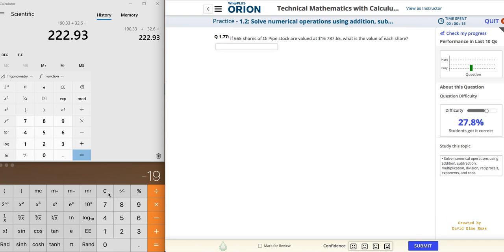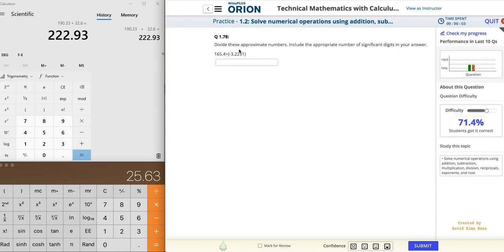Let's do this on the Mac calculator this time. So 655 shares of oil pipe stock are valued at this amount. What is the value of each share? Well, we're going to take this number here, which is 16787.65, and then we're going to divide that by the number of shares. So we have $25.63 a share, 25.63, and say I'm very confident in that, and hit this. And notice it's giving us an error here because again I forgot to put in, oops, the dollar.